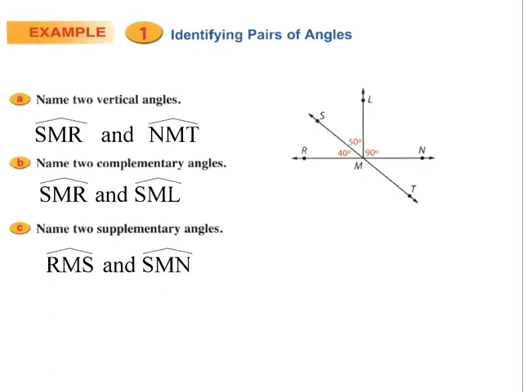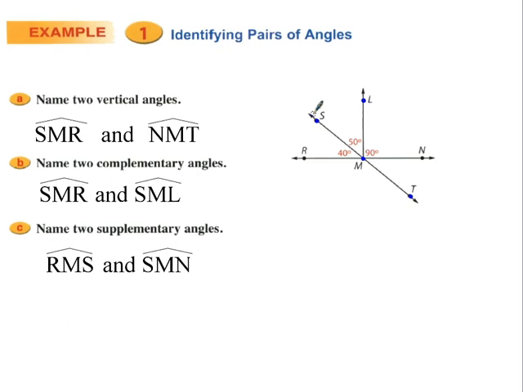Look, let's put the points here. Yes, look at S, another color, I will choose another color. Look at S, M, L, so this angle, and L, M, T. If you see these two angles, again they make a straight line. So again, we can say these two angles are supplementary angles.